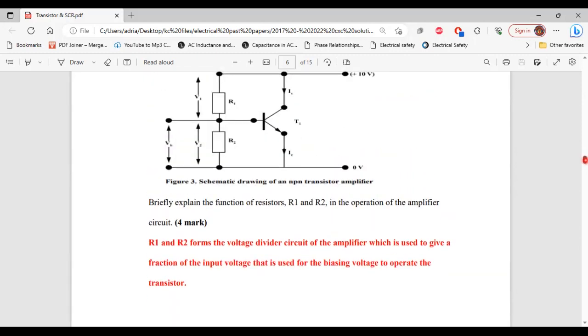It says, briefly explain the function of resistors R1 and R2 in the operation of the amplifier circuit. So the function of R1 and R2 is that they form the voltage divider circuit of the amplifier, which is used to give a fraction of the input voltage that is used for the biasing voltage to operate the transistor. So this is the R1 and R2 resistor. This is the voltage divider circuit here, and it is used to give a fraction of the 10 volts that is here. And the fraction of that 10 volts is the biasing voltage, and that is used to operate the transistor here. All right, so that's it for part B, and that's it for this question.